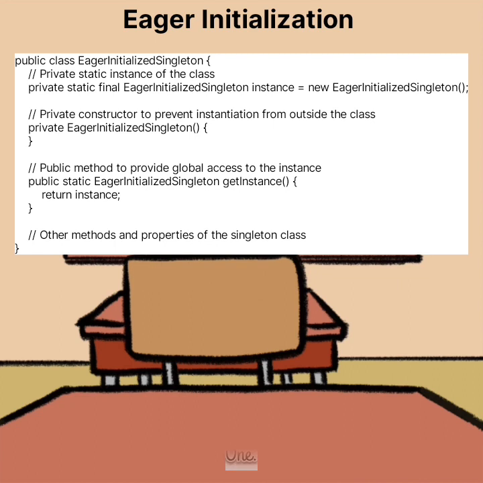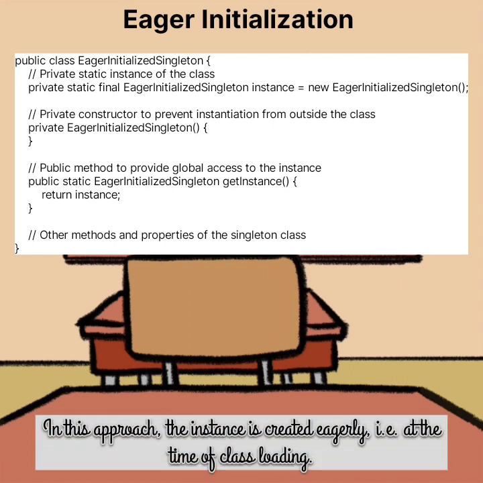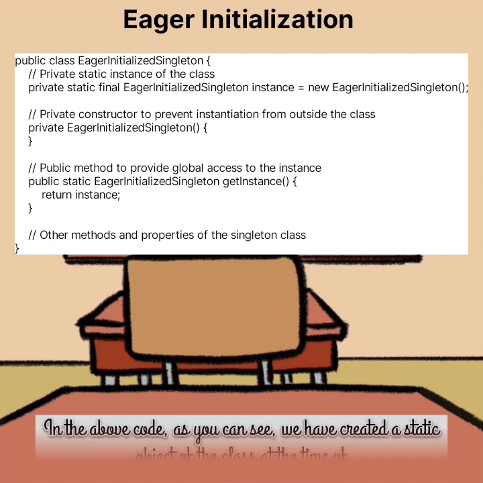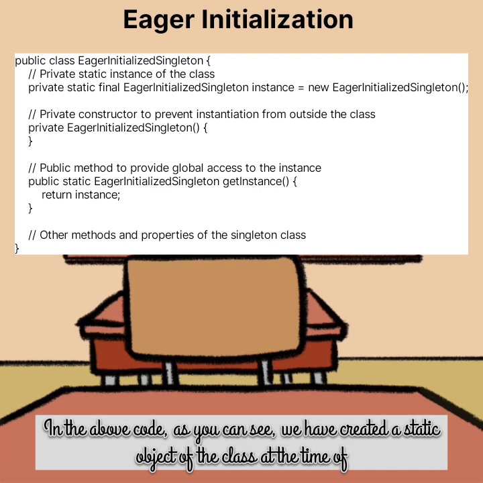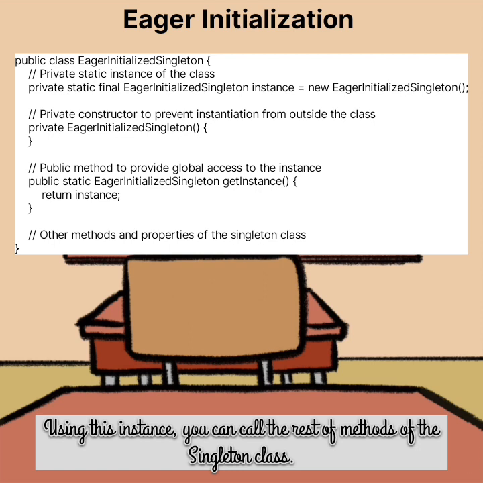1. Eager initialization. In this approach, the instance is created eagerly, i.e., at the time of class loading. In the above code, as you can see, we have created a static object of the class at the time of class loading and provided a getInstance method to access the instance of this class. Using this instance, you can call the rest of the methods of the Singleton class.